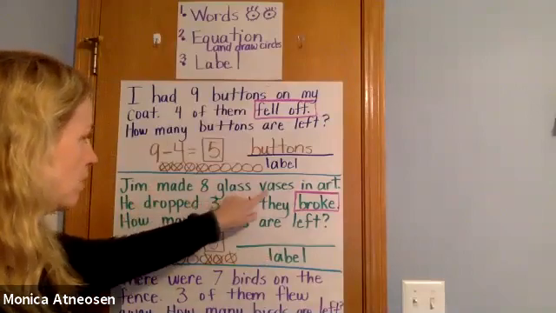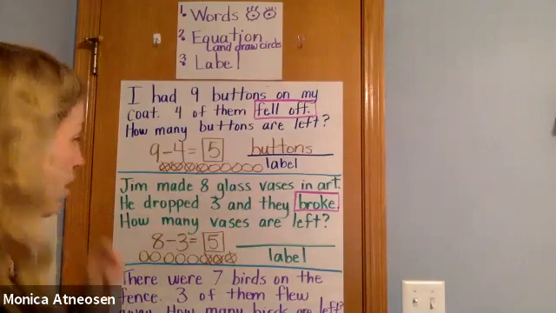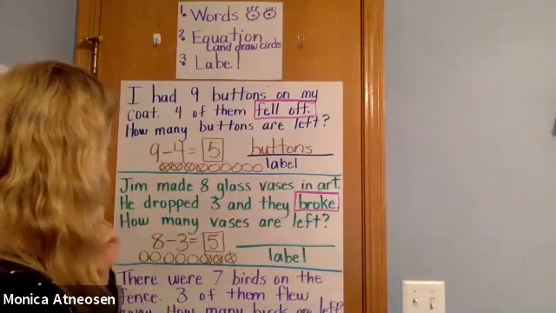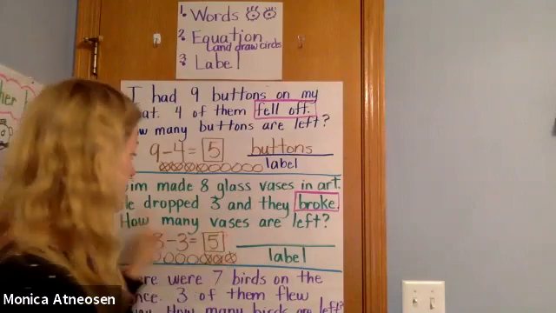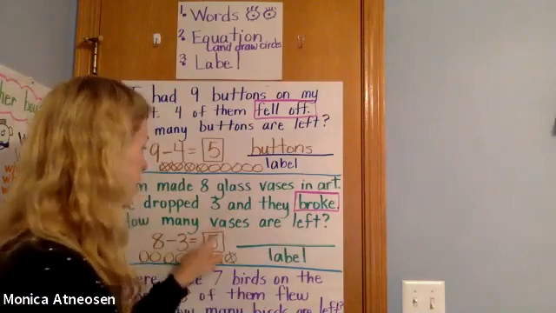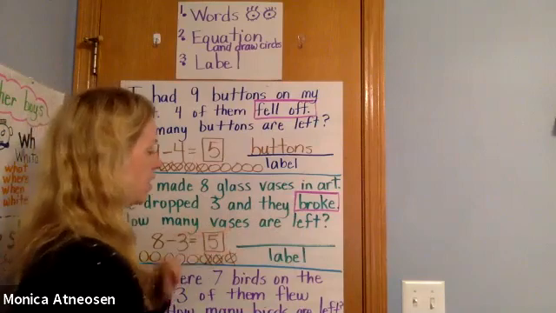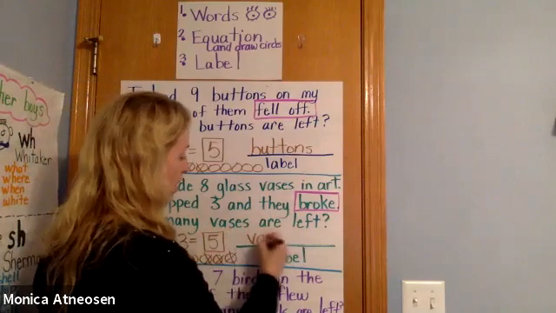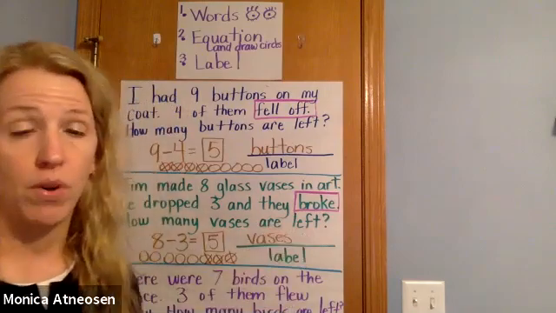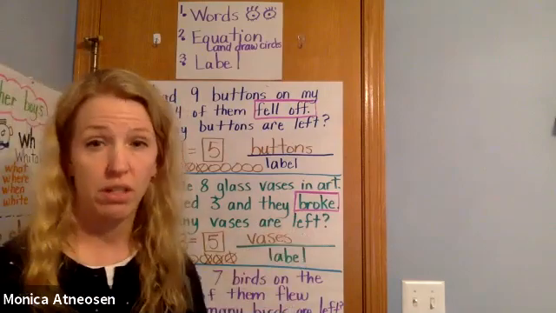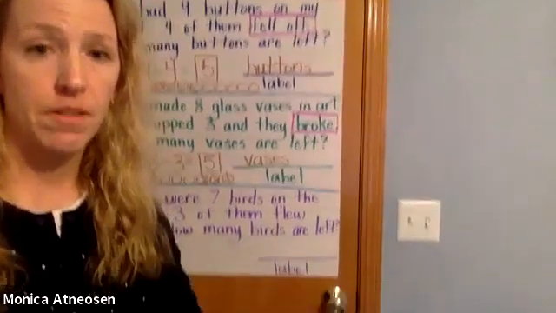Jim made 8 glass vases in art. Oh, he did that in his art class. He dropped 3 and they broke. How many vases? I'm going to look at that question. The vases. That's what they're talking about. That's what got broken. That is the focus of that question: the vases.